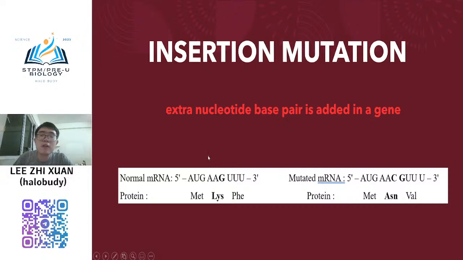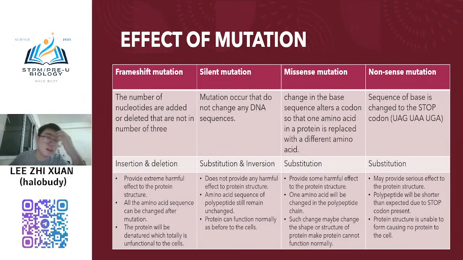Why? Because if you directly add 3, it just adds one more amino acid. So maybe it will not give a huge effect like this. So this is the definition of frameshift mutation. Normally frameshift mutation occurs with insertion and deletion. Insertion and deletion will definitely cause it. But inversion and substitution do not, because with inversion and substitution, the change is not very huge.